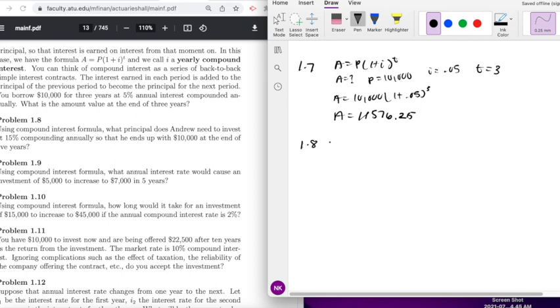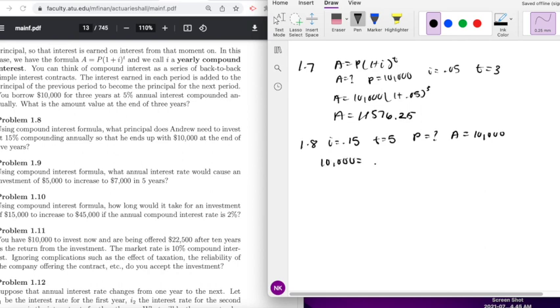Using the compound interest formula for 1.8, what principal does Andrew need to invest at 15% annually? So the interest rate is going to be 15%, so that he ends up with $10,000 at the end of 5 years. So t is going to be 5 years, and we're looking at how much the principal needs to be for the ending amount to be $10,000. This is like the reverse of the formula we used before.